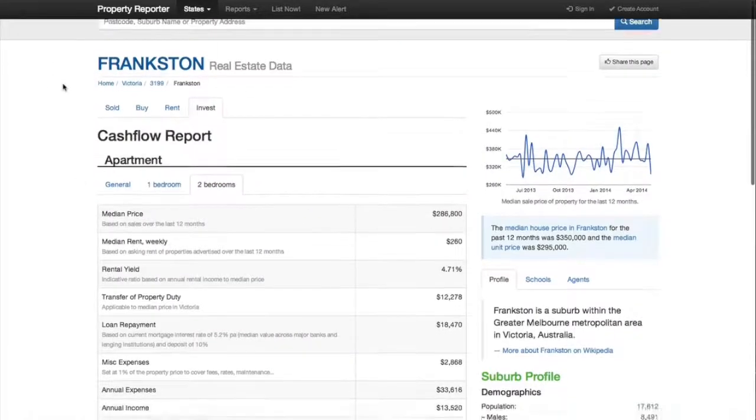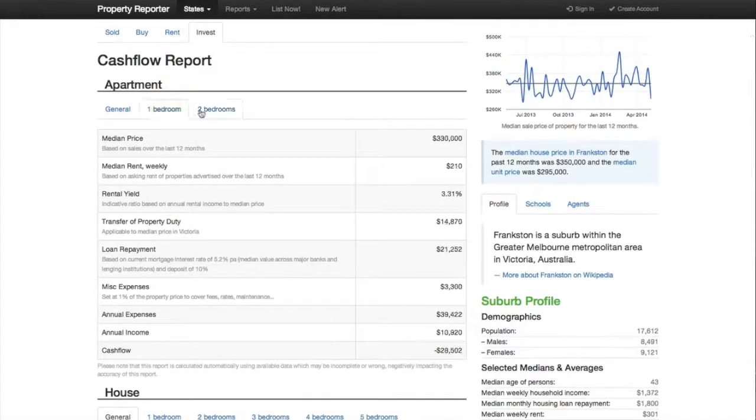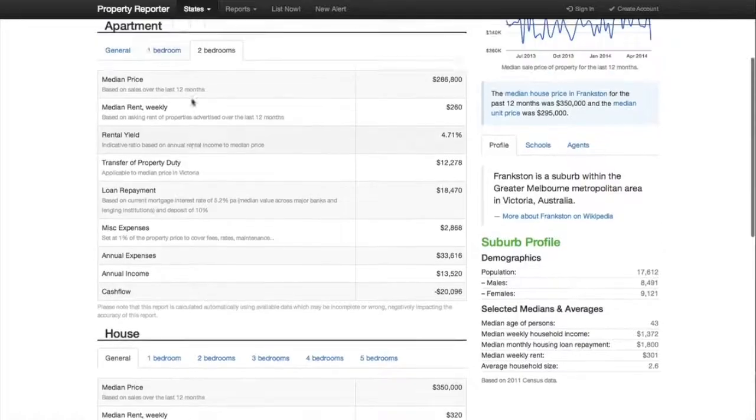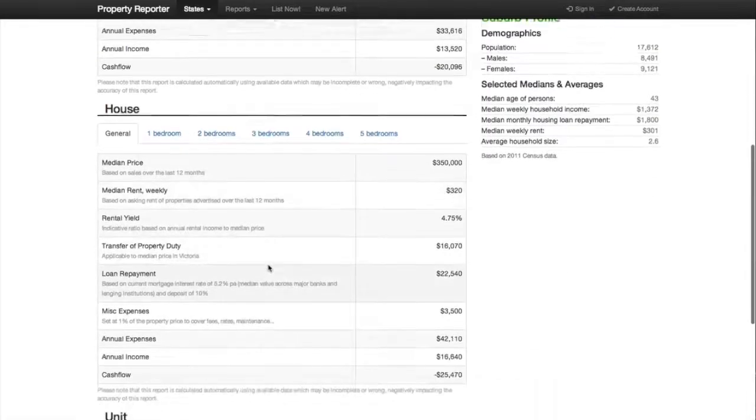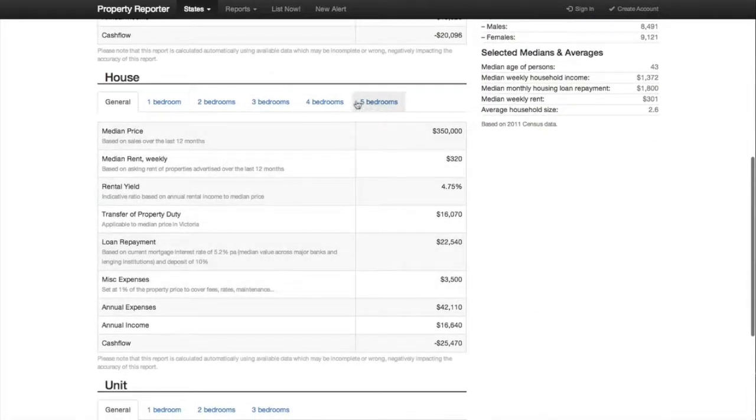For example, this is Frankston. In Frankston, if it's a 1-bedroom or a 2-bedroom apartment, a 2-bedroom apartment is a better investment when you look at the cash flow compared to a 1-bedroom apartment. The 1-bedroom apartment would probably be about 28,000 negative, and this would be 20, so you'll save 8,000 per year here. So for houses, again, it gives you an idea which one is a better option.